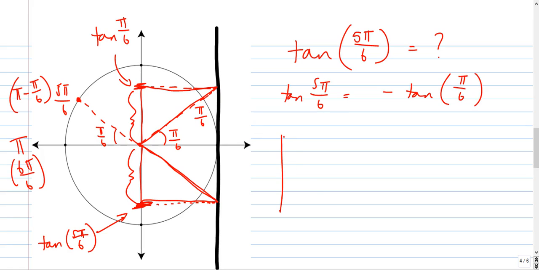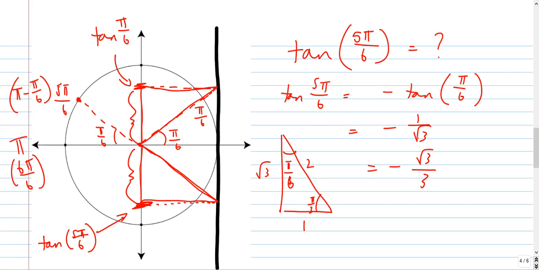So to work out tan of pi on 6, quickly draw up my triangle, 1, 2, root 3. Oh, sorry, that's pi on 6 there, that's pi on 3 here. So tan of pi on 6, opposite over adjacent, negative of 1 on root 3, or negative root 3 on 3 if we choose to rationalise the denominator.